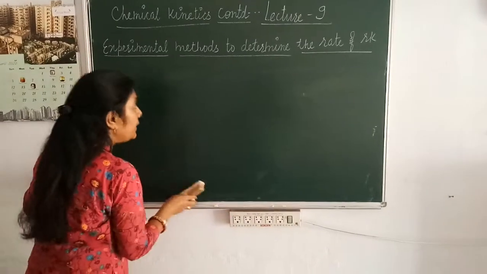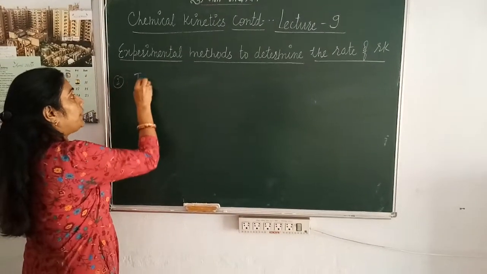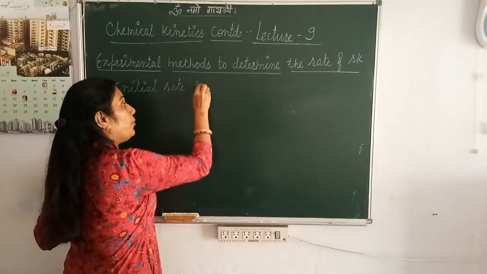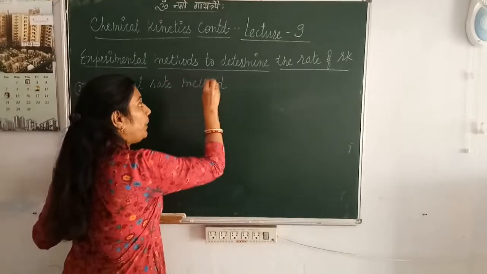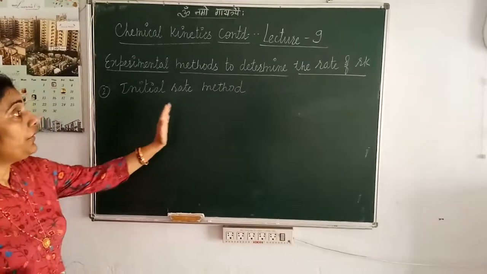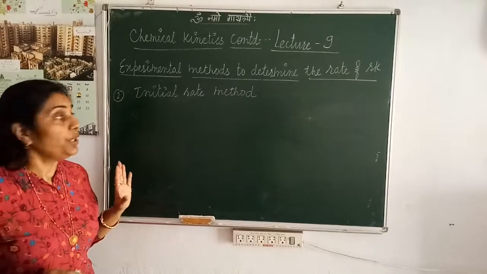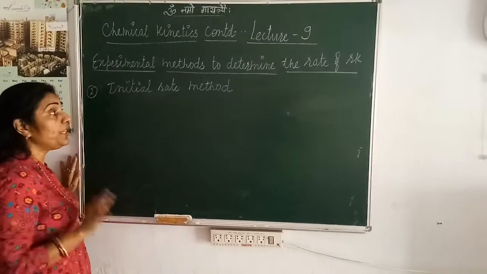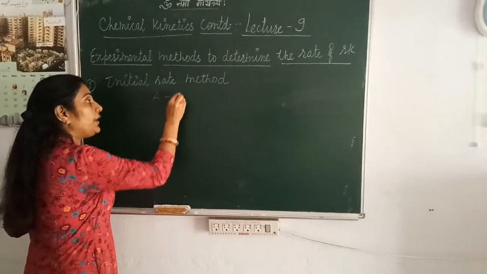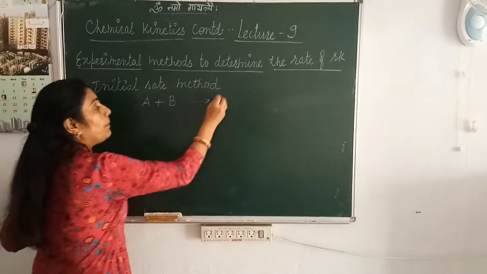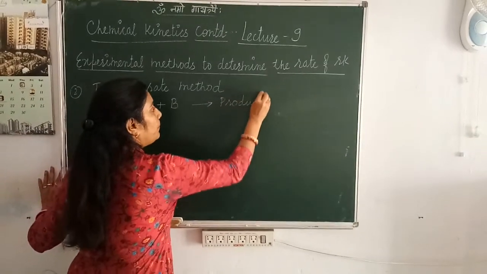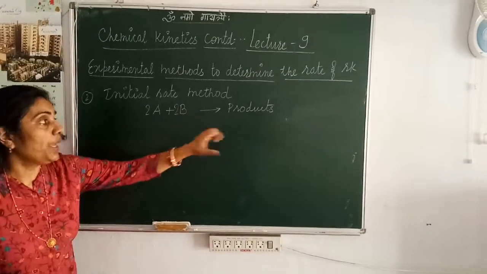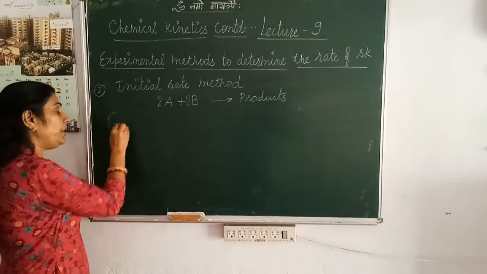Now the next method is the initial rate method. This is very important, and almost every year one numerical based on the initial rate method is asked in the CBSE board examination, my dear students. And it is very simple and easy to calculate. Suppose a reaction in which A and B combine to form the products. Suppose 2 moles of A and 2 moles of B combine together to form the products, and you are given the data.